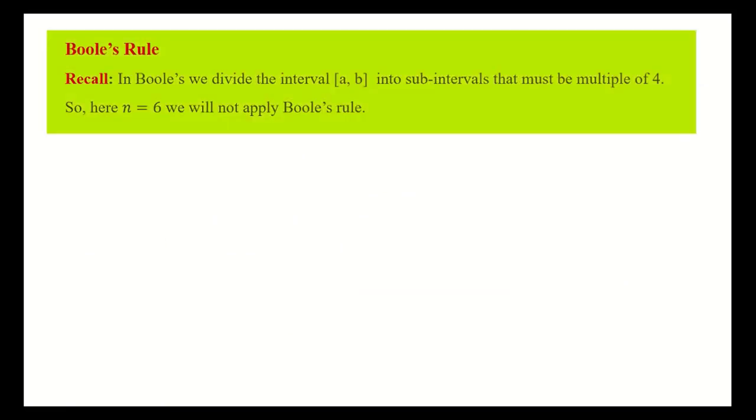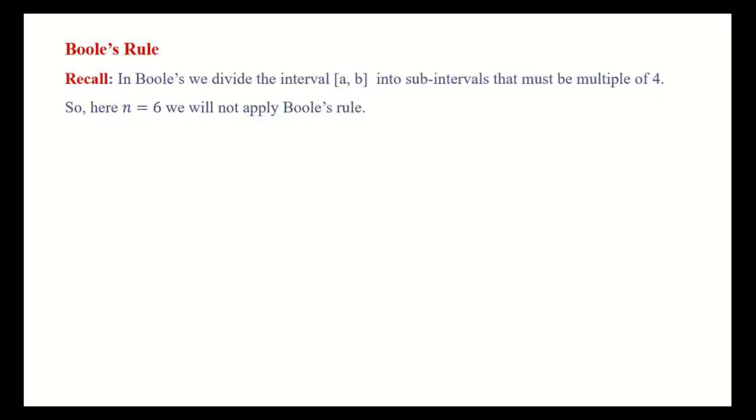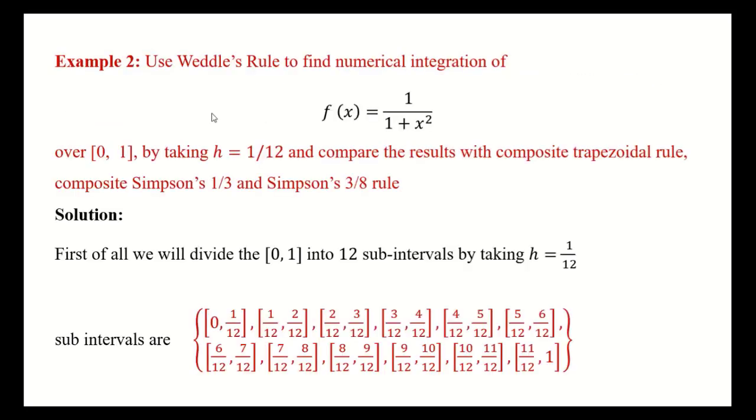Boole's rule, as we know, requires the number of subintervals to be a multiple of 4. Here we have 6 subintervals, and 6 is not a multiple of 4, so here we will not use Boole's rule. So let's consider another example.